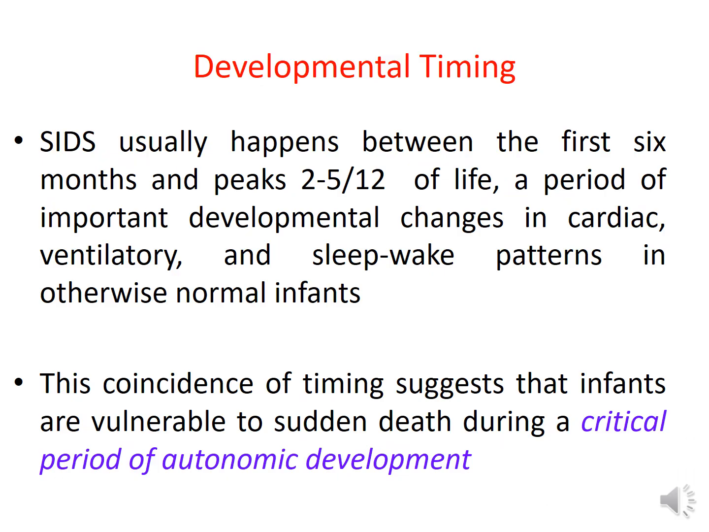Let's discuss further the developmental timing. SIDS usually happens within the first 6 months and peaks at 2 to 5 months of life, and this is the period when important developmental stages are happening in the cardiac and ventilatory centers, and sleep-wake patterns are developing. So now you can understand that in these individuals there may be some kind of deficiency, and also this is the critical period of autonomic development as well.